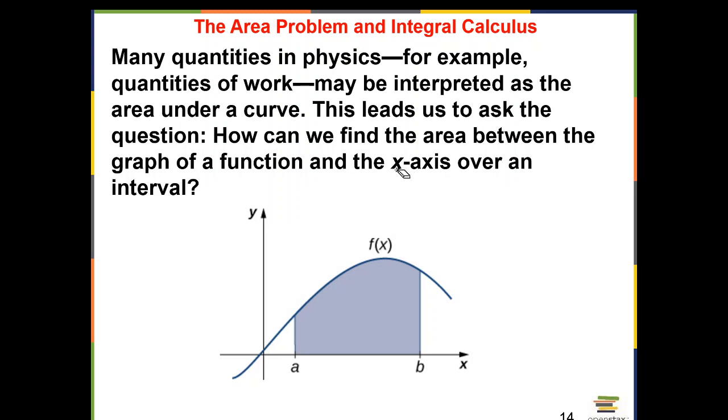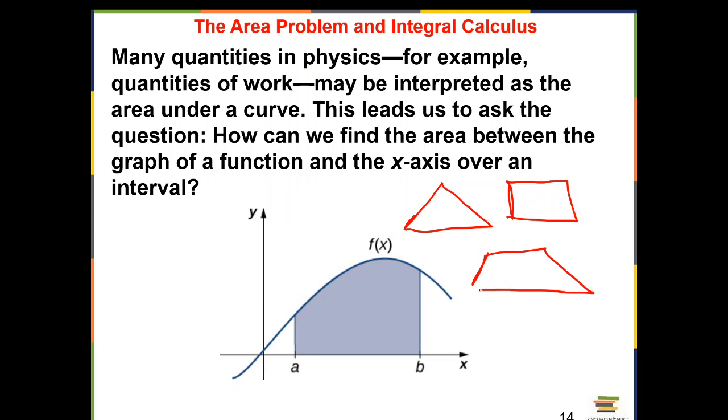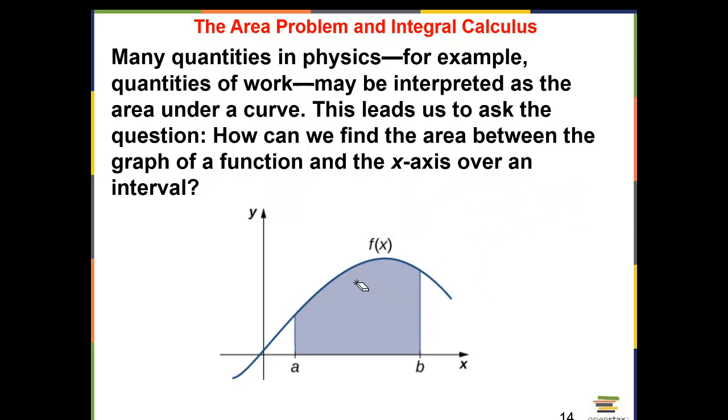And that problem is the area of irregular shapes. Now we know how to find the area of a triangle. We have formulas. We can find the area of a rectangle, a trapezoid, a circle, all of that. But these are regular shapes that we have formulas for in geometry. How do we find the area of something like this? Well, for centuries, we couldn't do that.